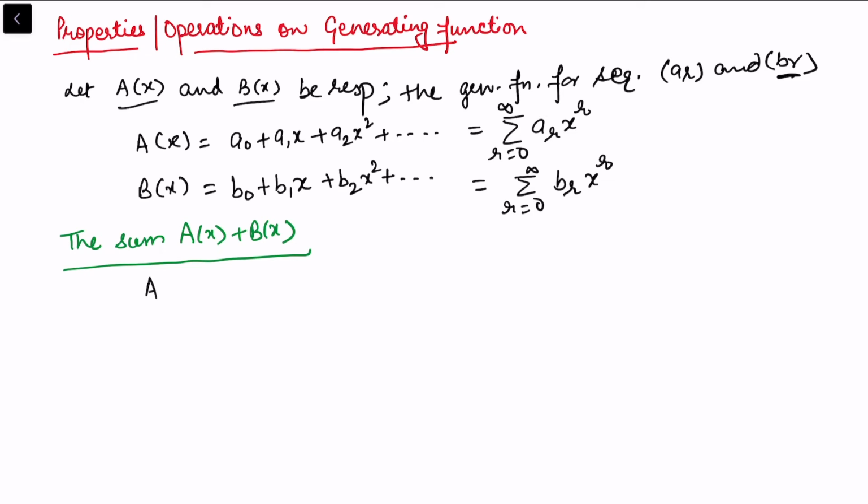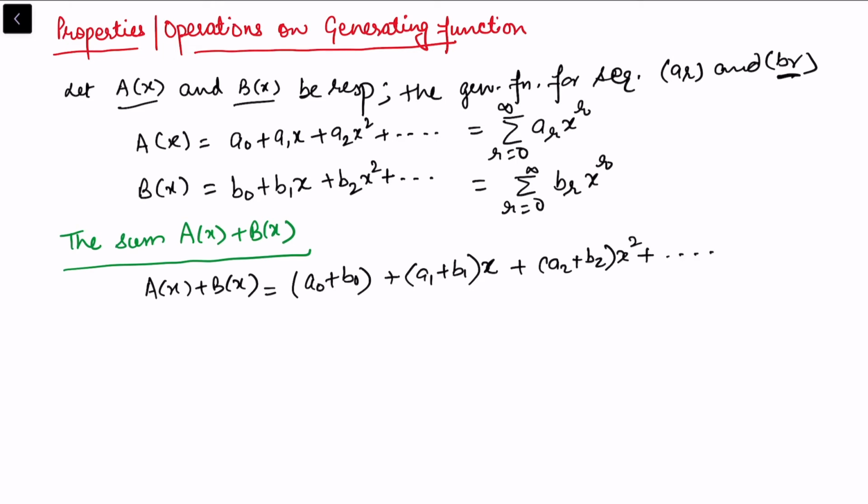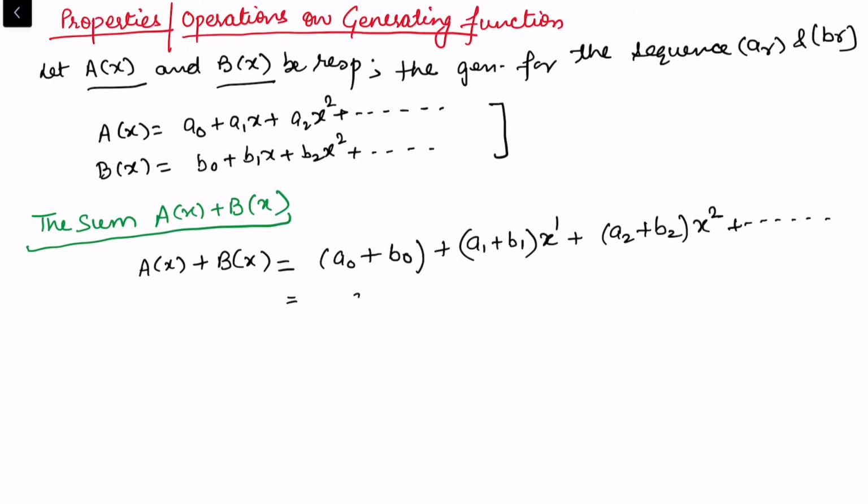So we will have A(x) + B(x), this is equal to (a0 + b0), the constant terms, plus (a1 + b1) into x plus (a2 + b2) into x square plus so on. And in general we may write (ar + br) x to the power r plus so on. And this we can always write like c0 + c1 x to the power 1 + c2 x square and so on, where we can always write that cr is ar plus br.